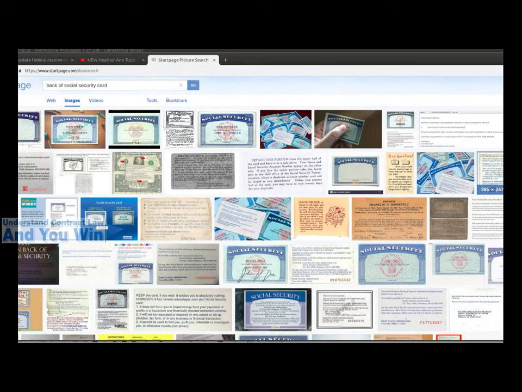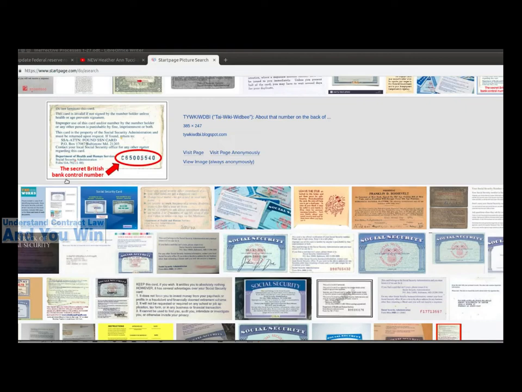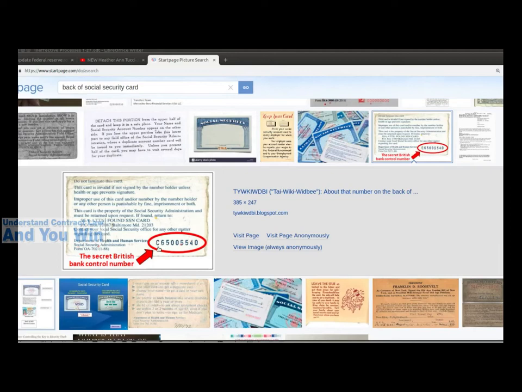Yeah, so the secret British bank control number. On the back of your Social Security card, there is a letter, A through L, and there is a series of numbers. And this is connected to something, but the purpose of this video is not to go over what it is. The purpose of these presentations is to go over what it is not initially, and we can have conversations later about what it is and how to do it.